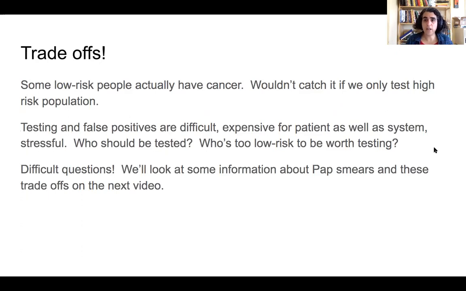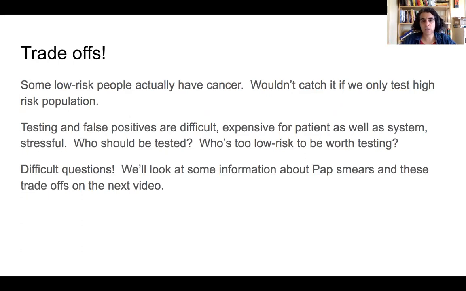There's this issue of trade-offs. If we test the high-risk group, our tests are going to be a lot more believable, but we're going to miss some cases. There are some low-risk people who actually have cancer. Not a lot of them, but a few. So if we only test the high-risk population, we're going to miss them. So we have to decide what's the right population to test.